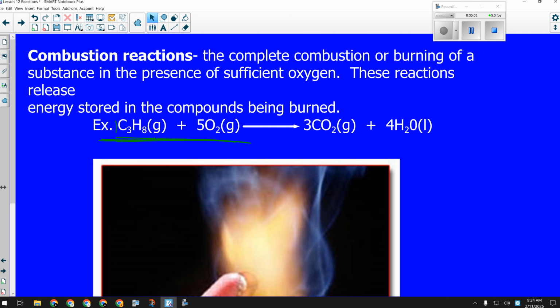All right, on this side, on the product side now, how many carbon atoms are there? Still 3. Right? There's a 3 in front of carbon dioxide. There's 1 carbon in a carbon dioxide molecule. 3 times 1 is 3. How many hydrogen atoms are there? 8. 4 times 2 is 8. Now the tricky one. How many oxygen atoms are there?